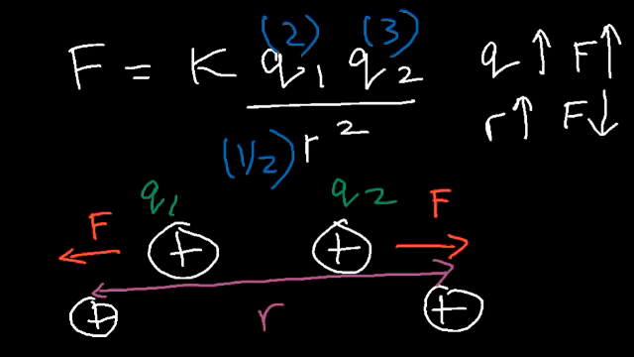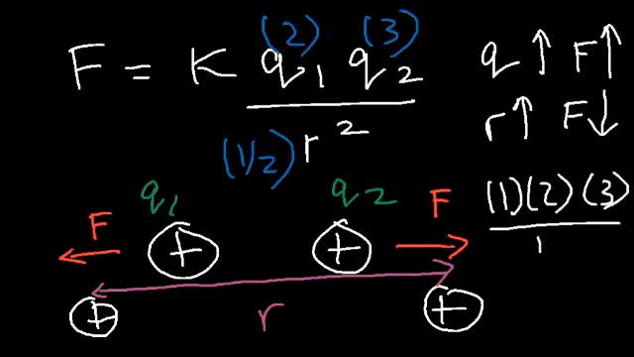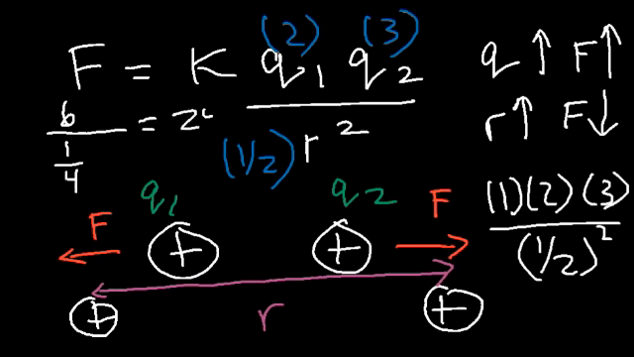So all you got to do is plug it in. 1 times 2 times 3 divided by 1/2 squared. 2 times 3 is 6, and 1/2 squared. 1 squared is 1, 2 squared is 4. 6 divided by 1/4 is the same as 6 times 4. So the force will increase by a factor of 24.